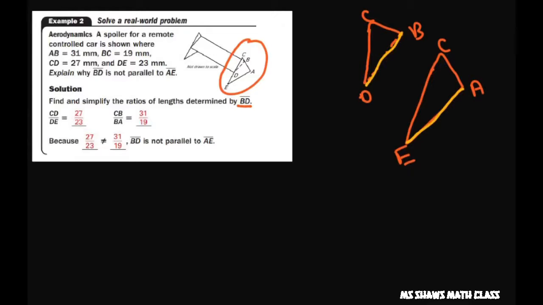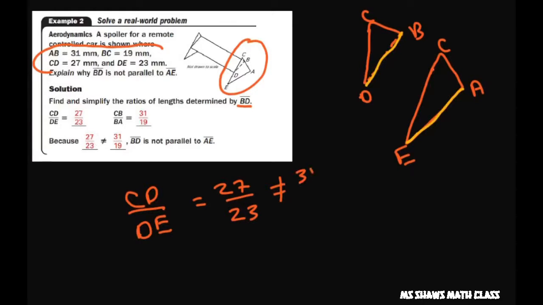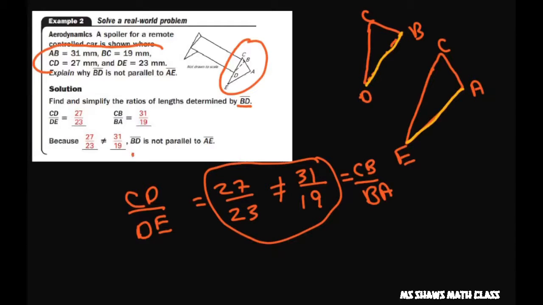So we're going to set up our proportion and say CD divided by DE, and they're given the information here. And this is 27 divided by 23, and this does not equal 31 divided by 19, which happens to be CB divided by BA. So since they're not equal, then that means BD is not parallel to AE.